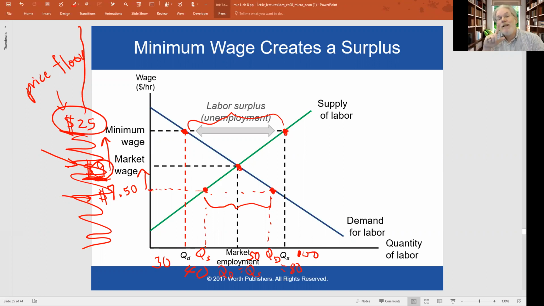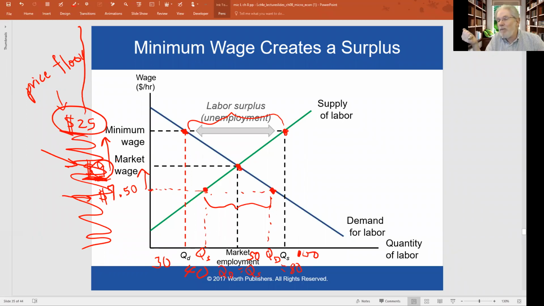But the government won't let me do it. If I hire you, I have to pay you at least $25 an hour. And you're just not worth that much to me, so I cannot hire you." Worker says, "But I'm willing to work for less." Employer says, "Sorry, that's not an option that the government gives me."